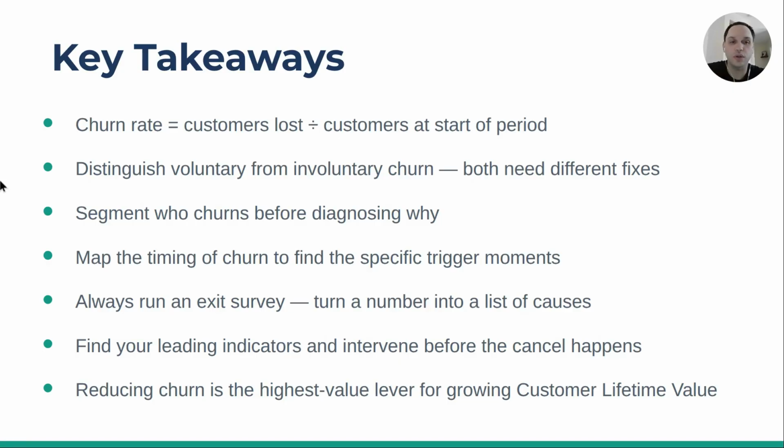Map the timing of churn to find the specific trigger moments, because churn spikes don't happen randomly. Always run an exit survey to turn a number into a list of named, fixable causes. Find your leading indicators in the behavioral data and use them to intervene before the cancel happens. And remember, reducing churn is the single highest value lever for growing customer lifetime value. Every month you extend the average customer lifespan, you're directly increasing the return on every acquisition dollar you spend.